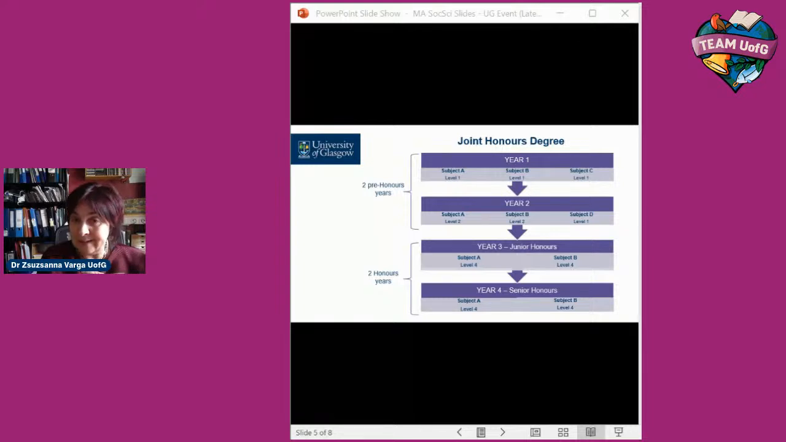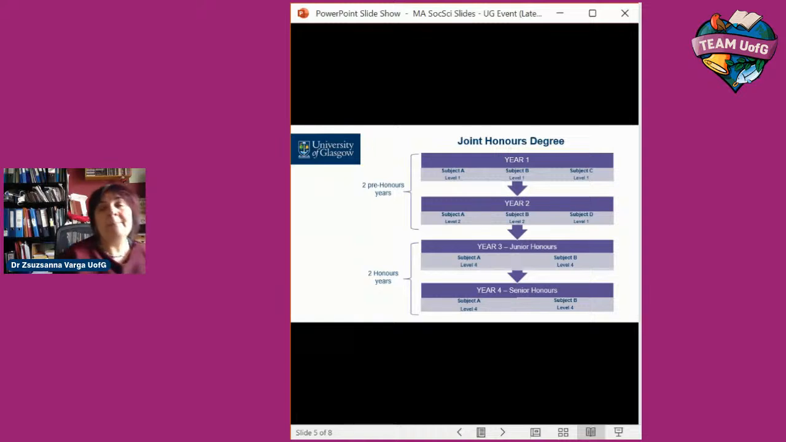So that doesn't matter. The other question is about the dissertation. If you're a single honors student, you have to write your dissertation in the single honors subject. If you're a joint honors student, you can choose if you want to write your dissertation, which is the crowning achievement of any student's life, in sociology or in politics, to stick to our example. So this is roughly the degree structure.